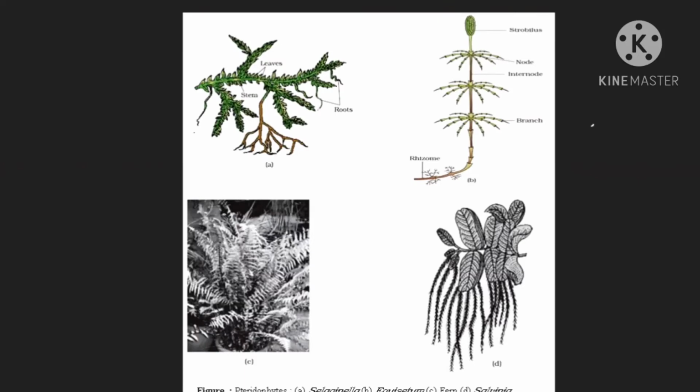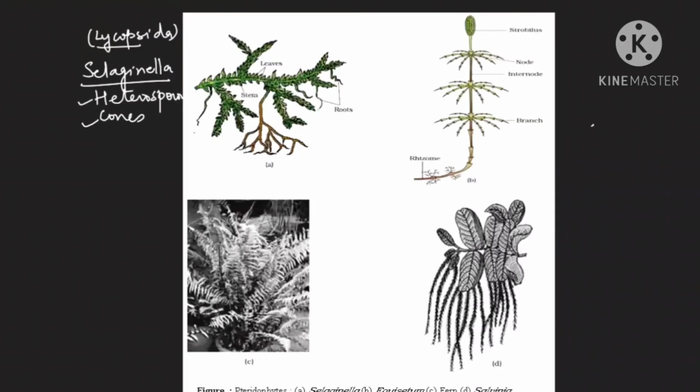Okay, so now see, this is the first diagram of Selaginella, and we have studied that Selaginella is coming in the second box. Remember, second box means Lycopsida. It is a Lycopsida member, and it is heterosporous, and it will make cones. Cone formation will be there. Now, can you see this structure? Can you see my cursor moving? This structure. This is again very important.